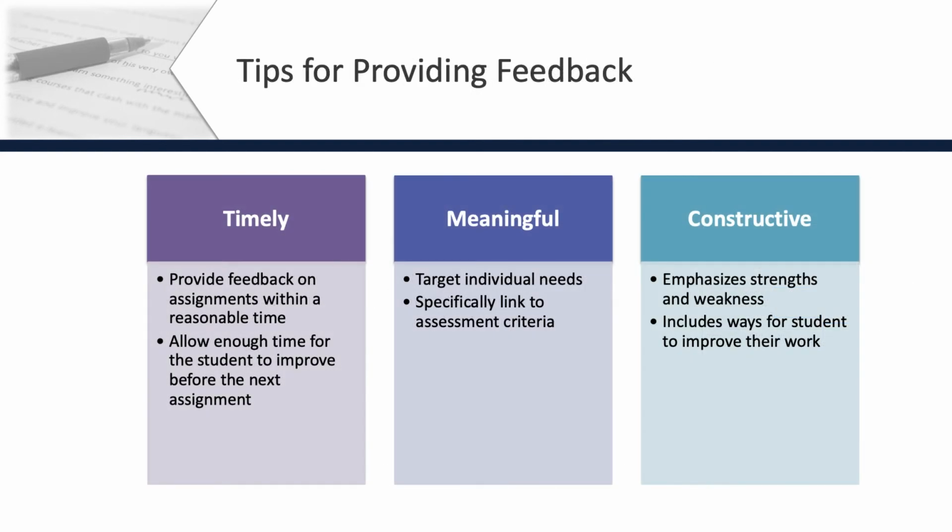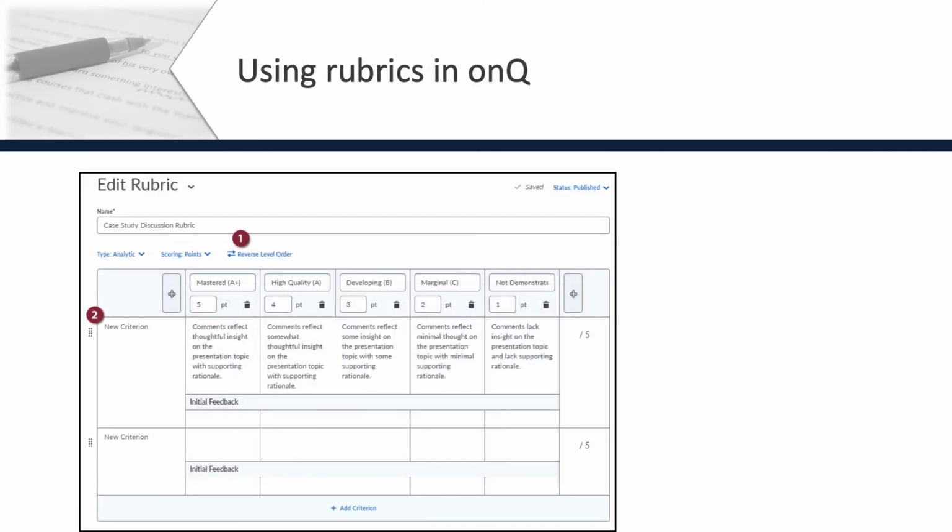When providing feedback to students, it's always great practice to think about our feedback as being timely, meaningful, and constructive. Timely in the sense that we provide students feedback early enough that they can make adaptations and change for future assignments. Meaningful in that the feedback targets specifics to the assignment and to what they need to improve upon, and constructive in that we highlight both strengths and ways that students can improve their work.